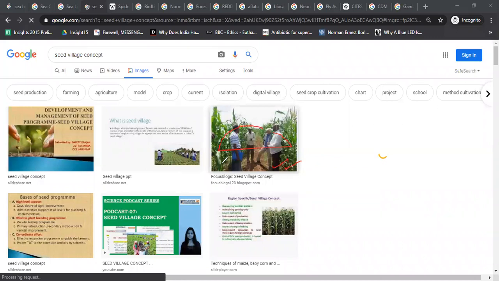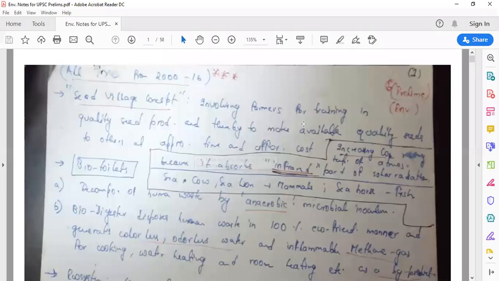And again, what will happen? They will give you certain definitions or certain options in such a way that you will feel that all options are cool. But that is not the case. So involving farmers for training in quality seed production, and thereby to make available quality seeds to others at appropriate time and affordable cost.